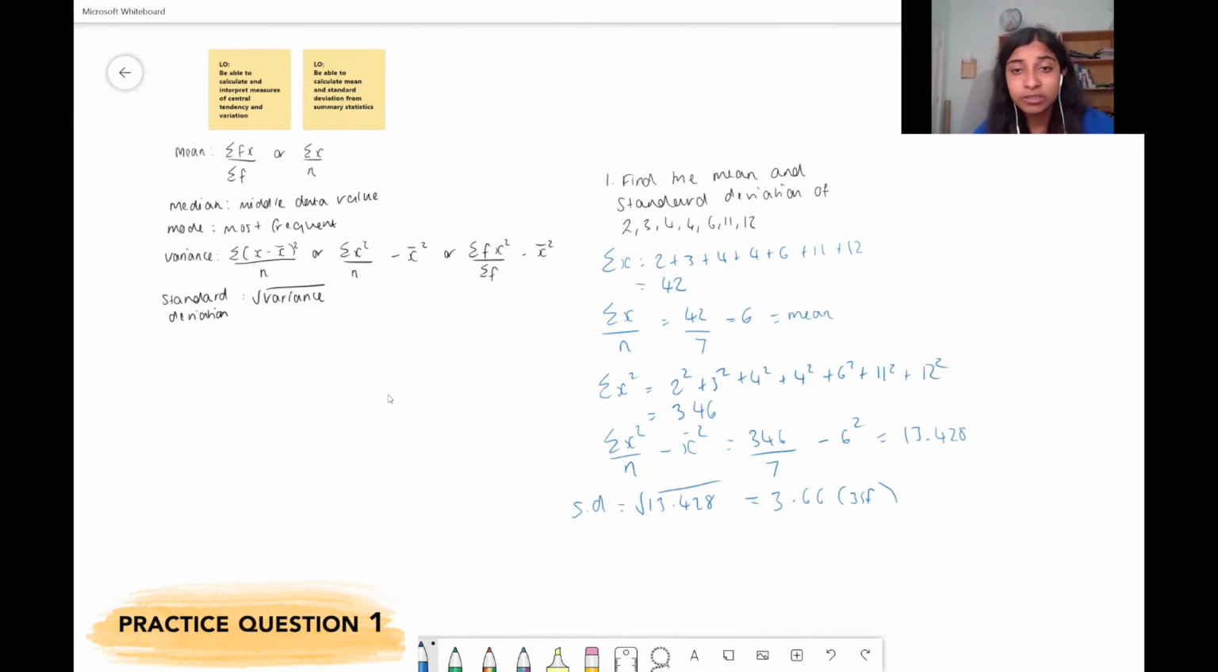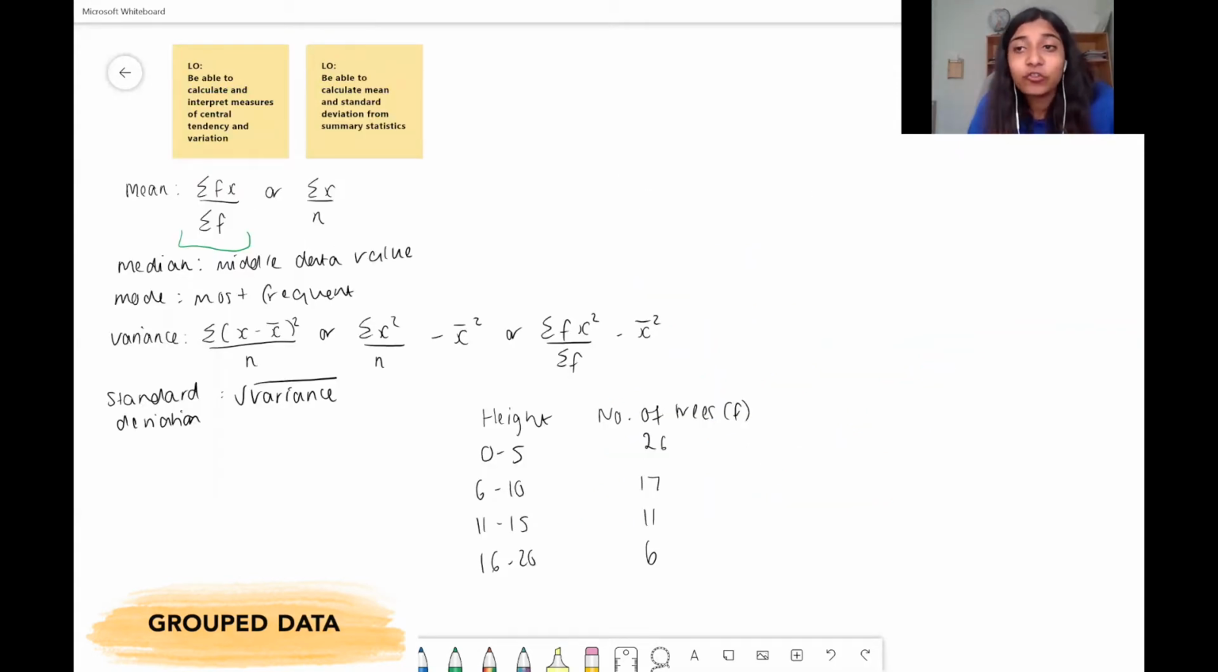So for mean, you just add up all your values and divide by the number of values you have. For your standard deviation, you want to sum up the square of each value you have, divide that by the number of values you have, and then subtract your mean squared from it. So that's to find your variance, and standard deviation is just the square root of your variance. So that's just an overview of how to calculate mean and standard deviation for some values. Let's move on to how to do this for grouped data from a histogram and then from a cumulative frequency diagram.